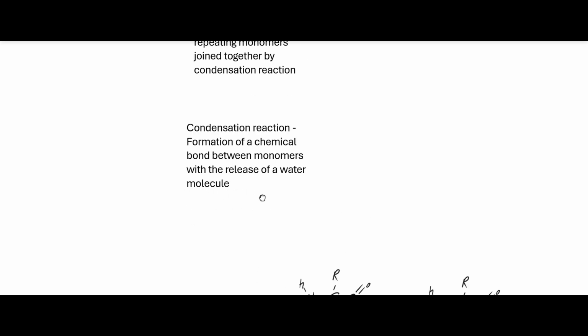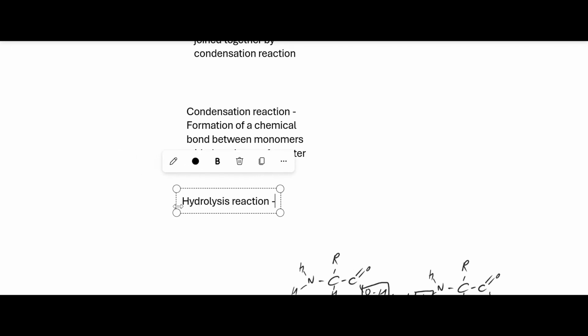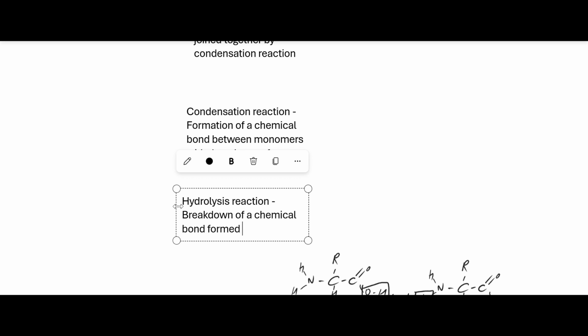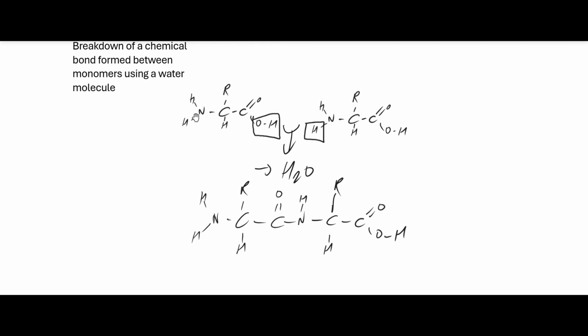Okay. Anyway, for hydrolysis reaction, this is the breakdown of a chemical bond formed between monomers using a water molecule. Okay. So in this case, if you imagine the dipeptide as the starting point, you would use a water molecule to break the amide bond to once again form the two separate amino acids, okay?